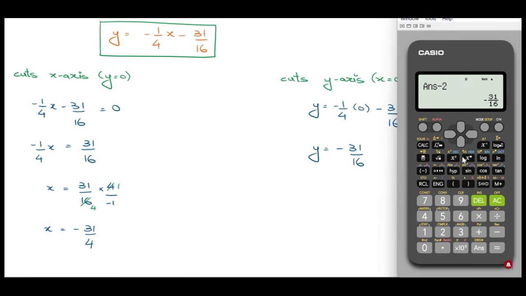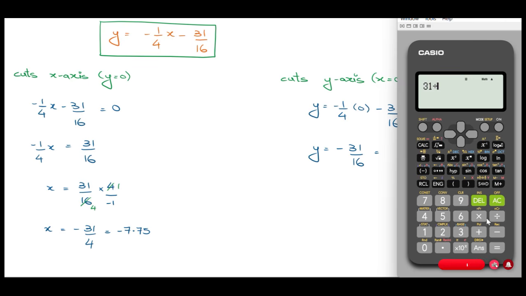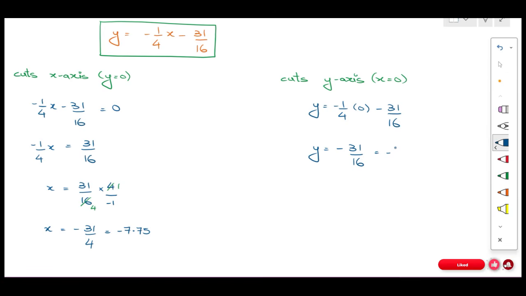So let me solve the decimal representation of this. Minus 31 over 16 is minus 1.9375. And what about 31 over 4? 7.75, negative 7.75. And this one was 31 divided by 16, 1.9375, minus 1.9375. So these are the coordinates of points P and Q. You can fix any one as P and any one as Q, right?